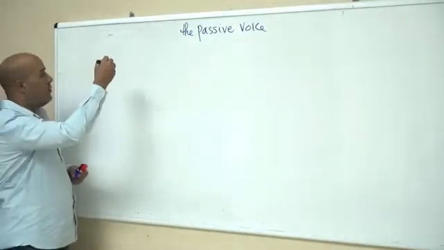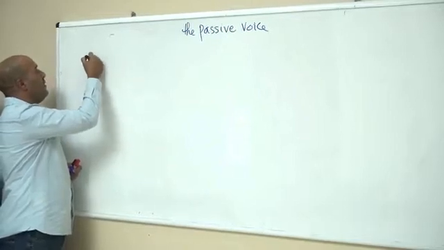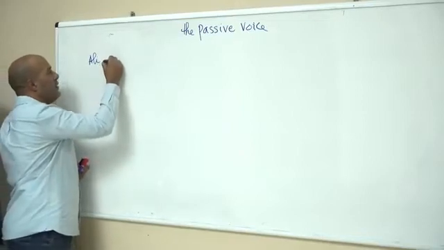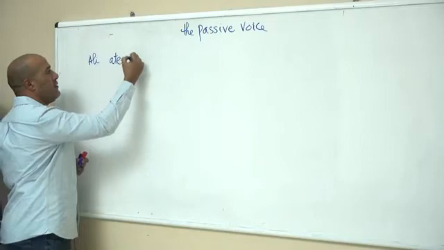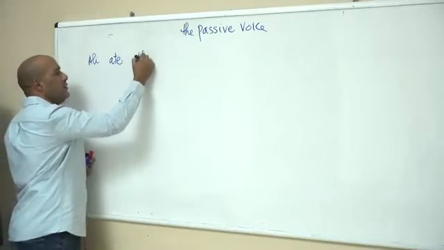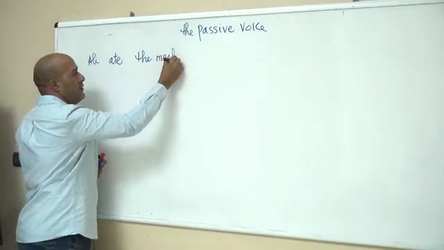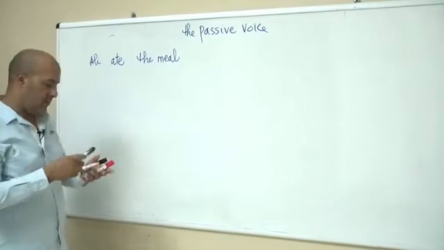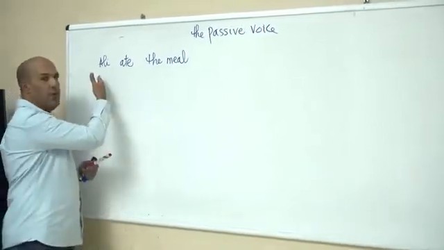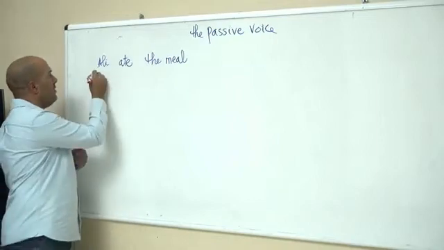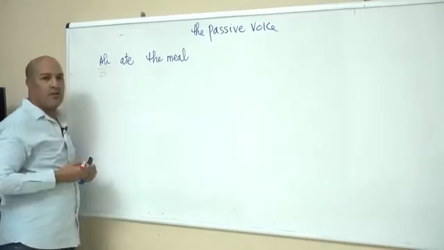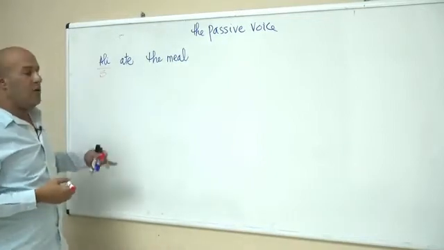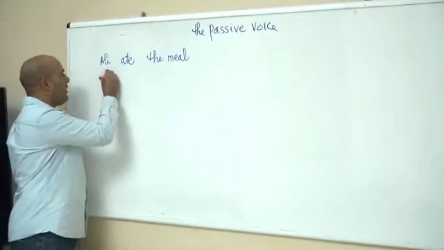First, I want you to have a look at this sentence, which is: Ali ate the meal. Let's ask a question here. Who ate the meal? So it's Ali. So Ali here is the doer, the performer, or as you want to call it, the subject of this sentence.